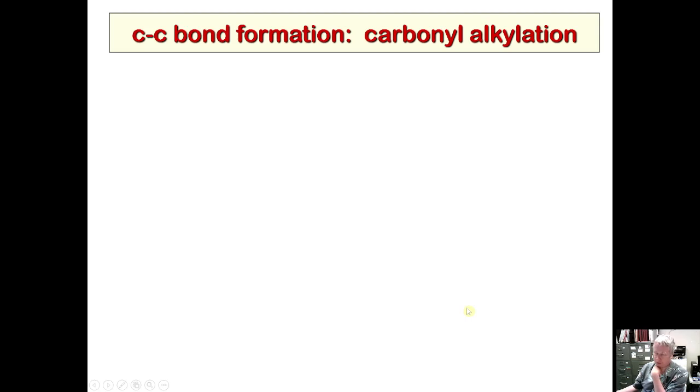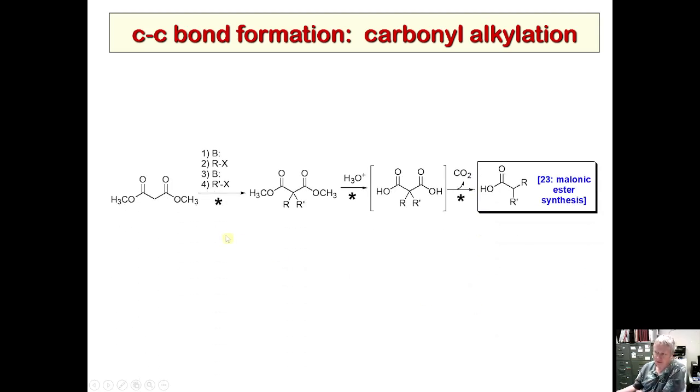Okay, other alkylation methods. This gets into some of the newer material, and one of the things you learned, or will learn if you haven't seen it in class yet, is the malonic ester synthesis. So this is a pretty cool trick where you start with this thing called dimethyl malonate. It's a beta diester. So it's not a beta keto ester, it's a beta diester because there are two esters that are beta. Base, alkylation. So it essentially attaches two things at the alpha position.